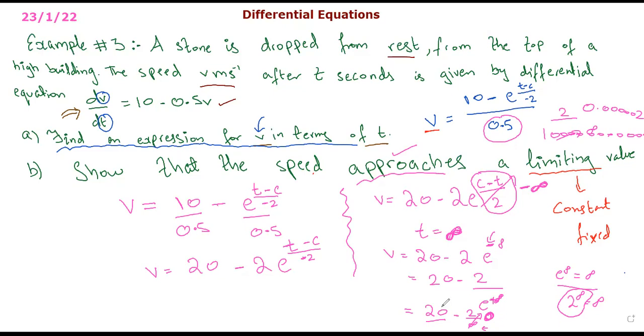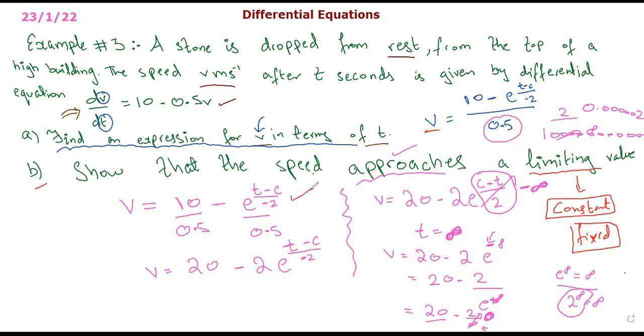Can you please explain it again? Yes, I definitely can. Right. So what is the second part? Show that the speed approaches a limiting value. So forget about differential equations, forget about the method, just think about the statement. What do you understand by this statement? That as t increases, there would be a time when speed gets fixed or constant, right? So we need to prove that. And how do we prove that?